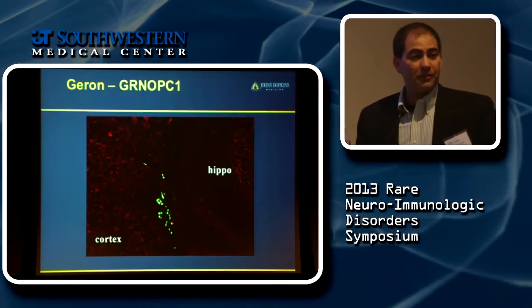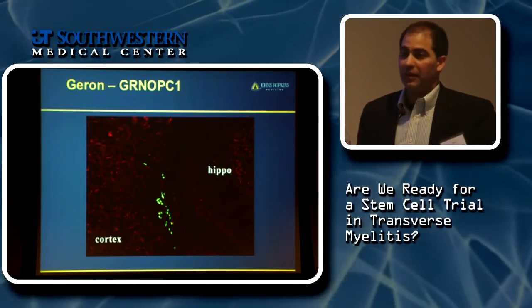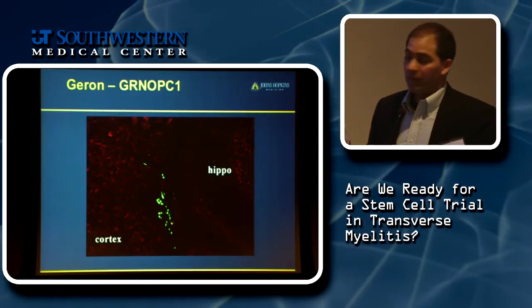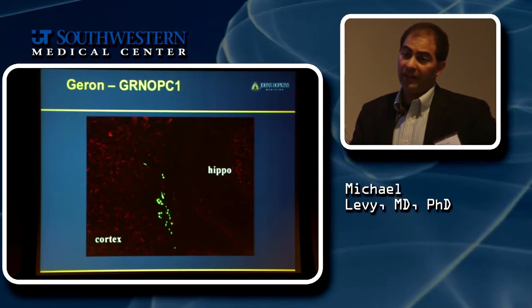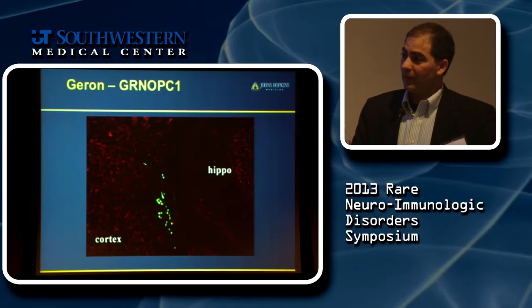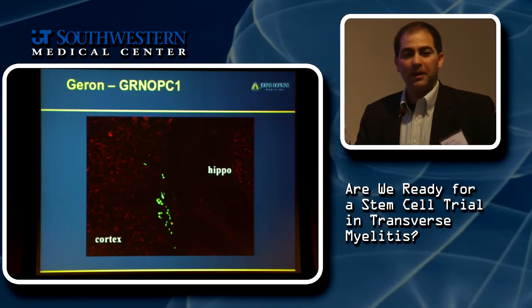So we threw their cells into a type of mouse that doesn't make any of its own myelin. These mice only live for about 4 months. They have seizures from birth, and then they eventually die because they have no myelin. And it's the ideal model to put a stem cell in just to see if it could make myelin.